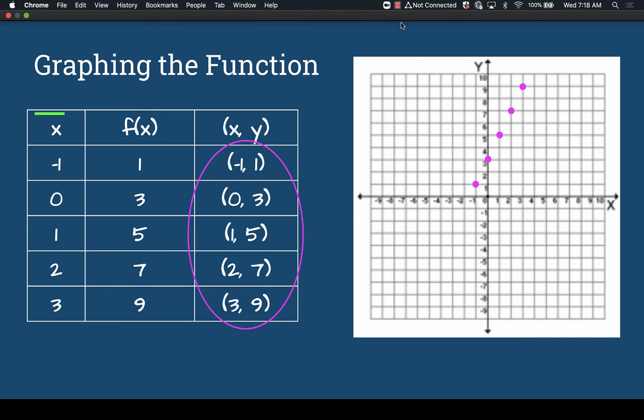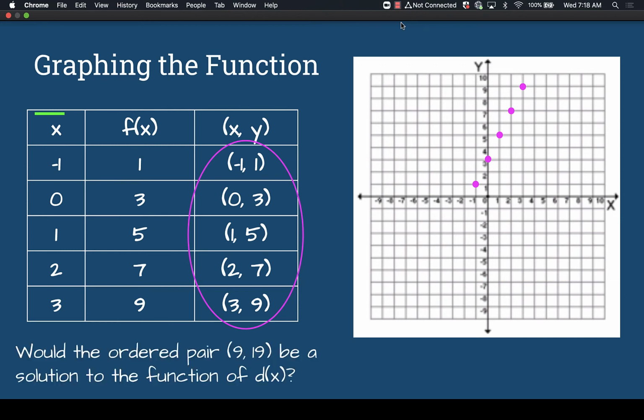Notice they are starting to form a straight line. This is good because in this section, all of the functions that you should be graphing and creating should make straight lines. The other part to this is determining if an ordered pair is a solution to the function. So would (9, 19) be a solution to our function d of x?